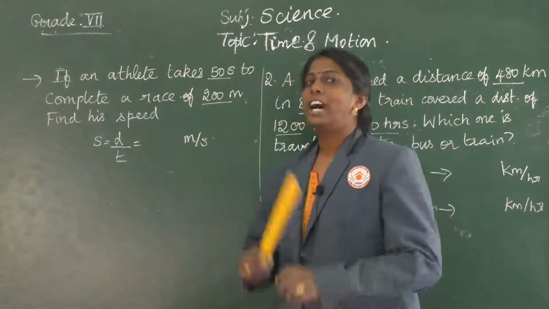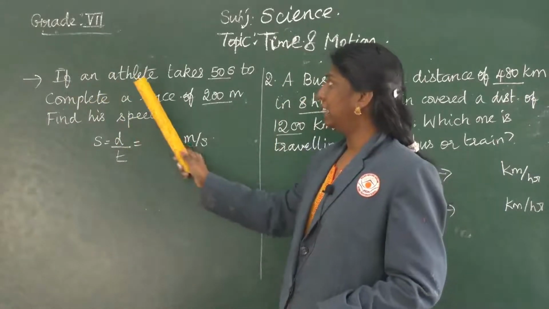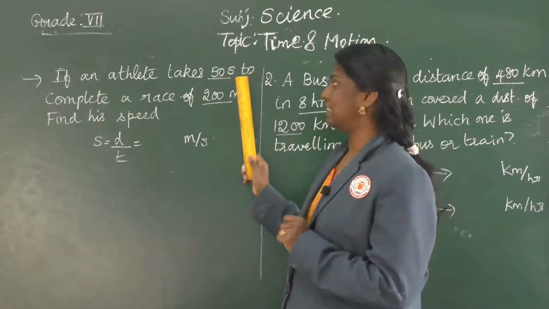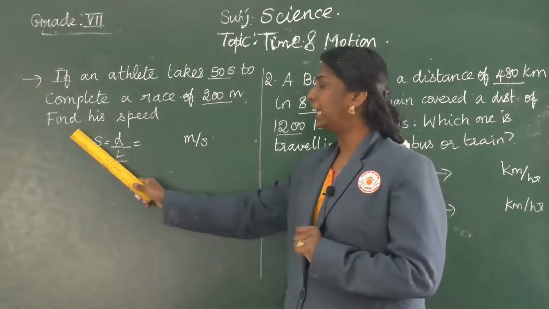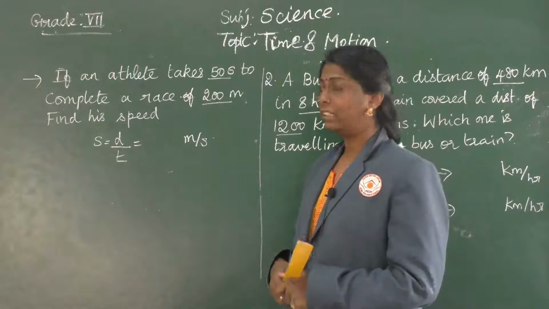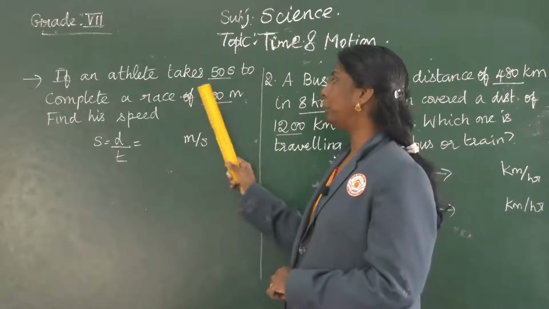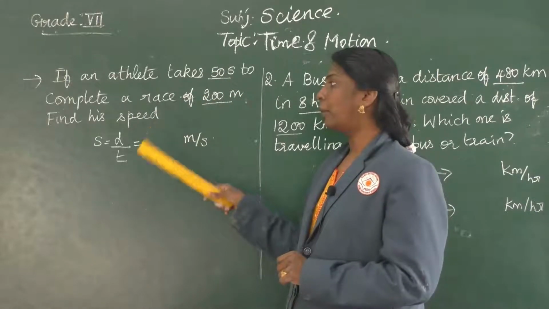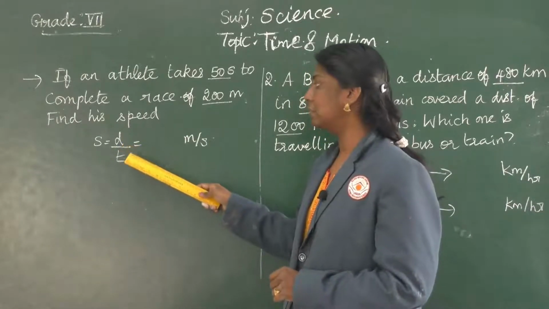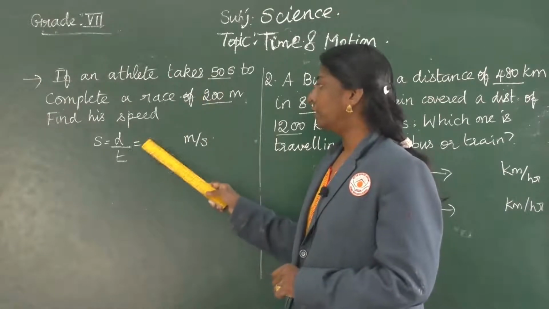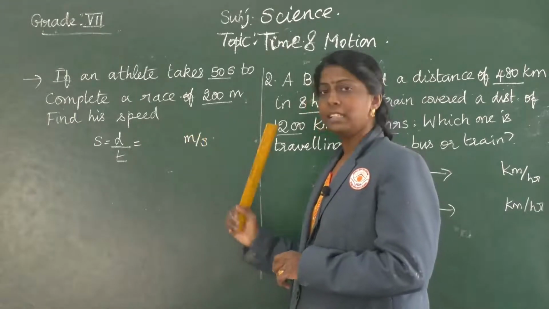Yes, children. Now an activity for you all. If an athlete takes 50 seconds to complete a race of 200 meter, find his speed. An athlete takes 50 seconds, this is time, to complete a race of 200 meter, this is distance. The formula to find the speed is d by t, distance by time. You are going to divide and give me the answer. The answer should be represented in meter per second.